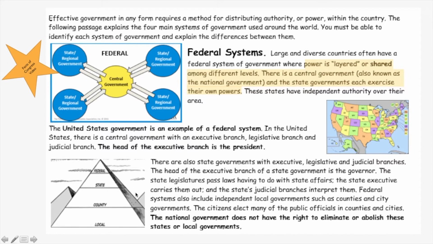Okay, so let me break that down. Let me look at this picture for you first, okay? So this picture shows you the layering of the different levels of government. At the very tip top, we've got one central or one national or federal government, right? That's the one up in Washington, D.C.